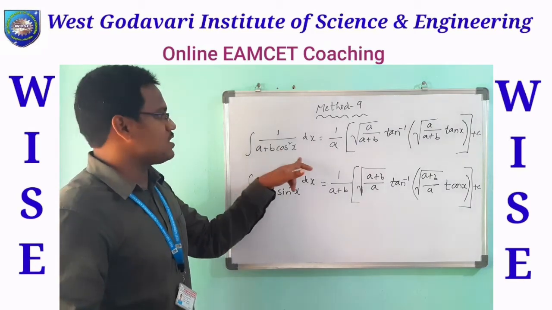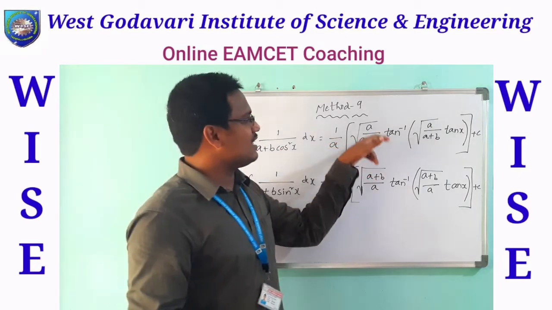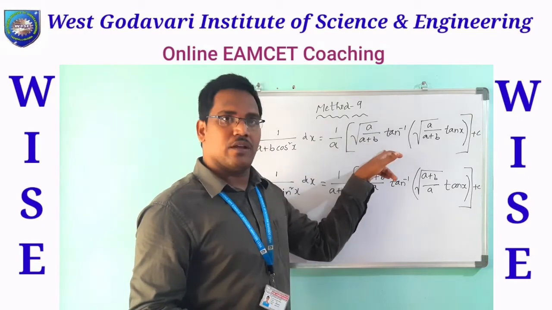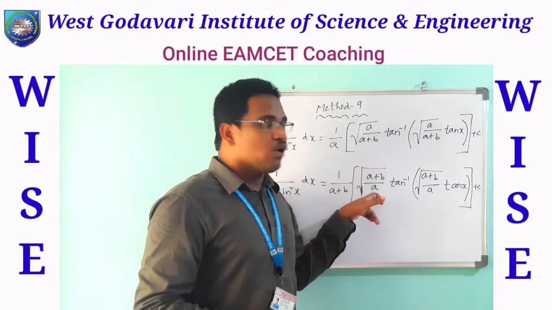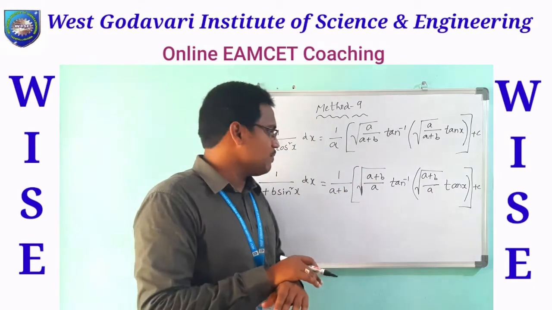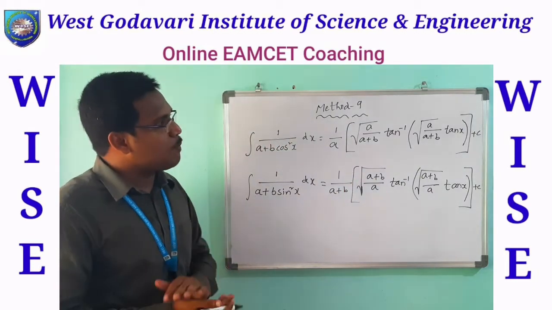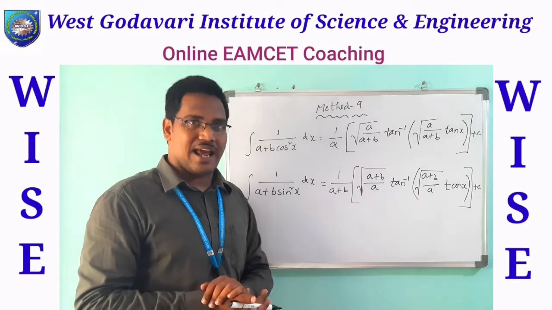Suppose here it is cos square x, then the result is constant by total. If it is sin square x, the result is total by constant. That is the difference. Okay. Now see the problems regarding this method 9.